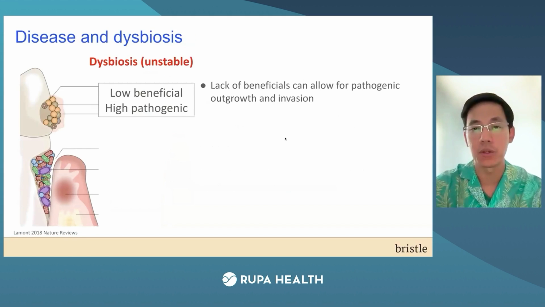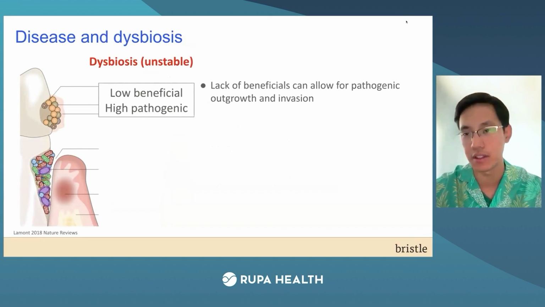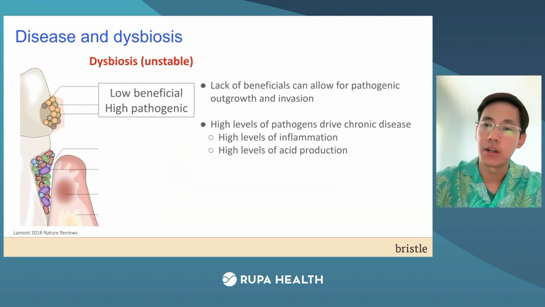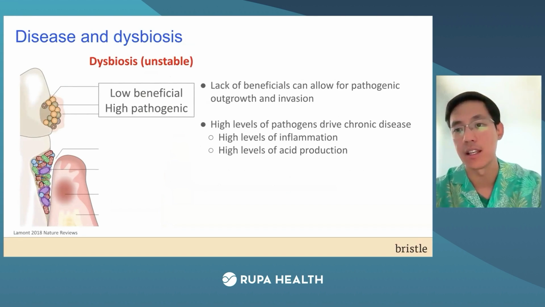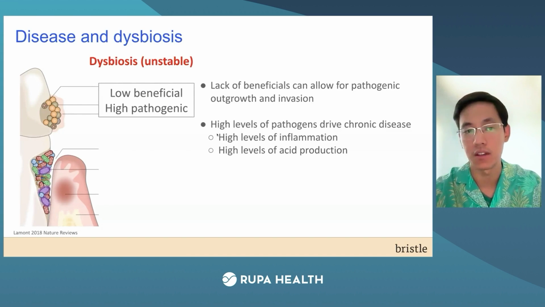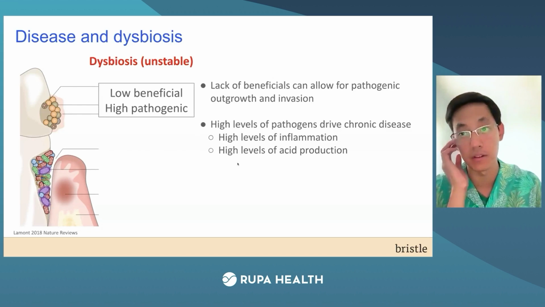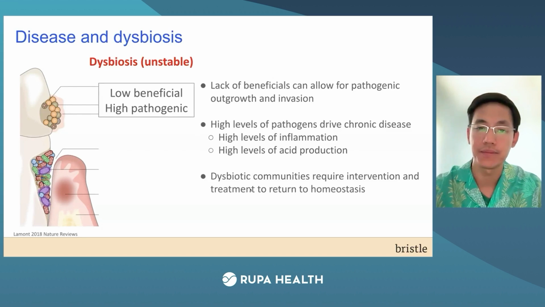And on the opposite end of the spectrum, we have dysbiosis. And in dysbiosis, the lack of beneficial bacteria allows for these pathogens to grow. These pathogens drive chronic inflammation. So they become overabundant, and your immune system overreacts, and it thinks that it should always remove these things because there's so much of them, and it basically destroys the tooth and creates a periodontal pocket. And on the surface of your teeth, these pathogens create high levels of acid production, leading to decay and cavities.